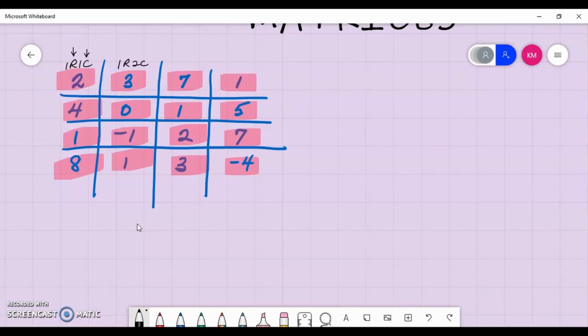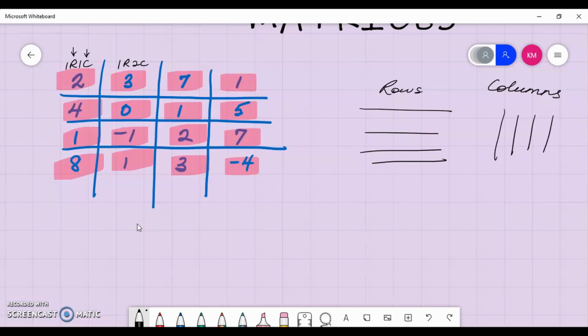Now, keep in mind that rows run horizontally. These are rows, and columns run vertically. So these are columns. An easy way to remember that is, think about when you are building a wall. Those pillars that they use in the walls are called columns, right? And they are constructed vertically. So that's an easy way to remember how columns run. They run vertically. And obviously, when you remember that, you are going to remember how rows run.